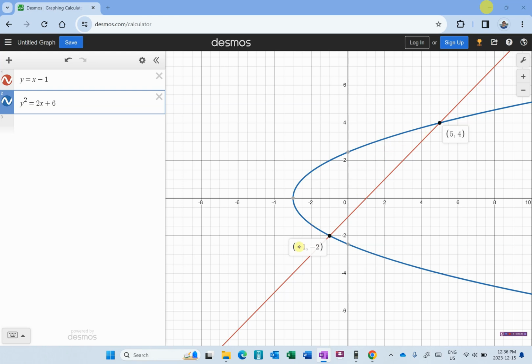And then instead of going from -1 to 5, like we would if we were doing this with respect to x, we would go from -2 to 4, because these are the y values. So let's look at what that would be. Our top function, if we were looking at this with respect to y, would be the red graph. So that's the one, x minus 1. And our bottom function would be this whole blue graph, y squared equals 2x plus 6. The problem is these have been written in terms of y equals. We're going to now have to write this in terms of x equals some function of y.